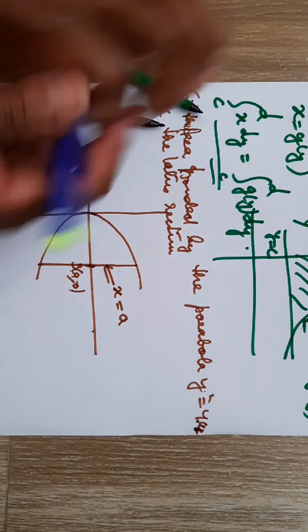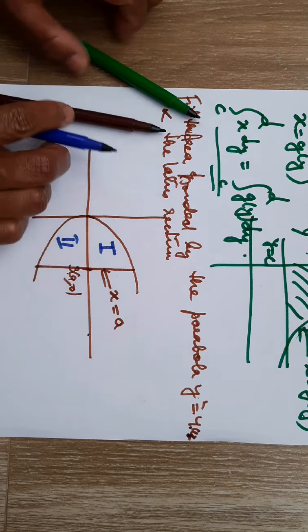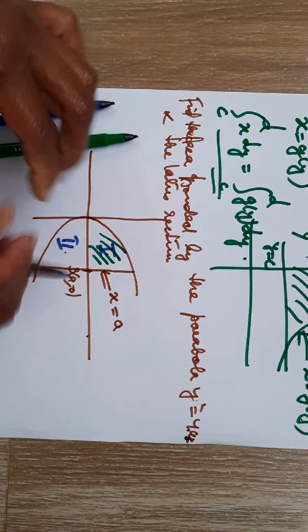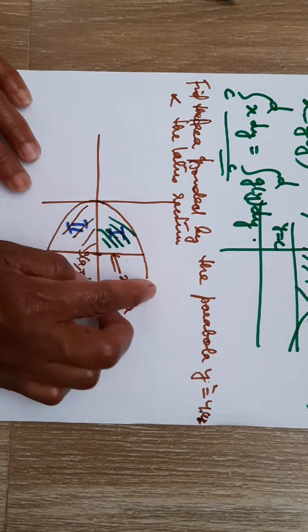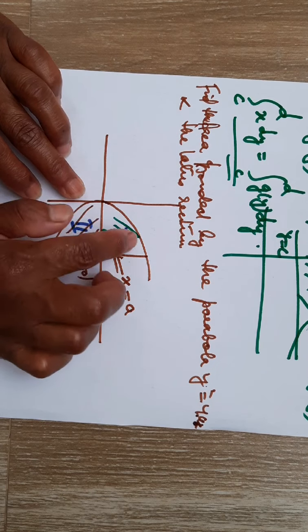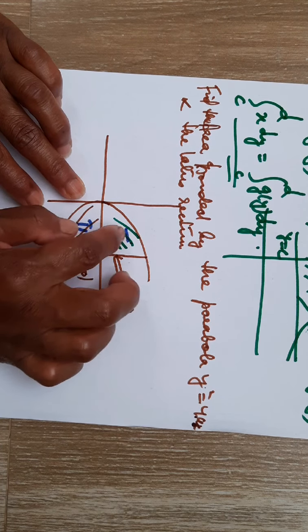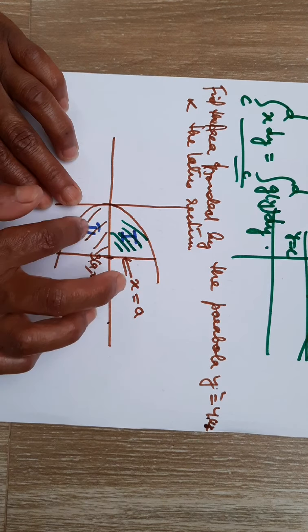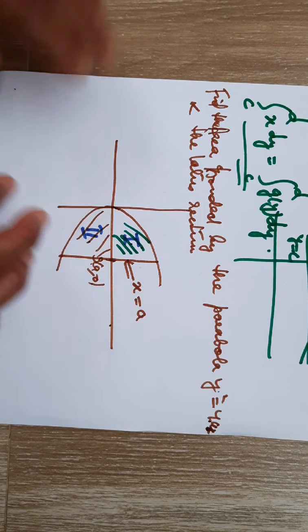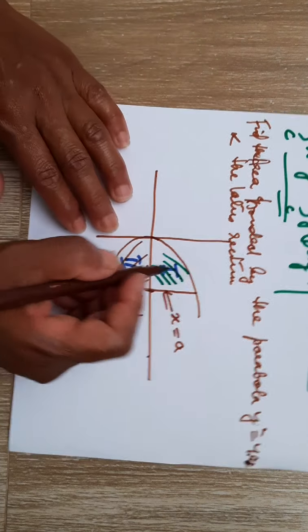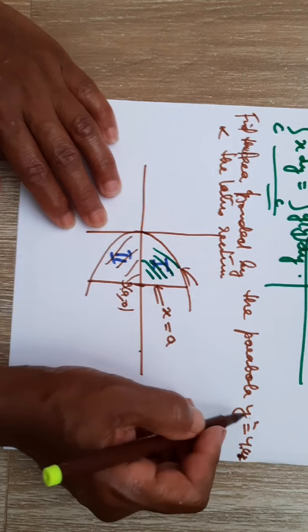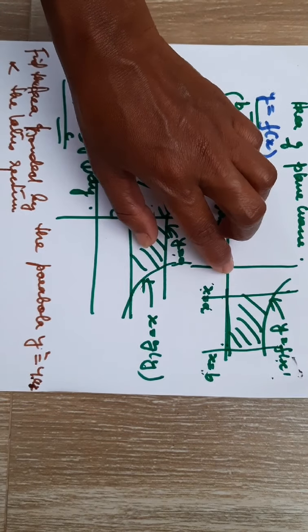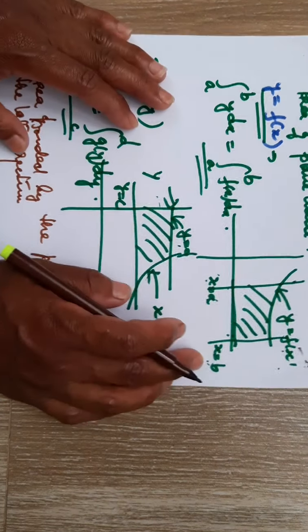Now we need to find this region 1 and region 2. The area bounded by the parabola will include both region 1 and region 2. The parabola is symmetric above and below the x-axis, so these two regions are the same. It is enough to calculate only this area, and then we can multiply it by 2 to get the whole area. This equation is y square is equal to 4ax, and I will consider the formula y is equal to f of x between x is equal to a and x is equal to b.